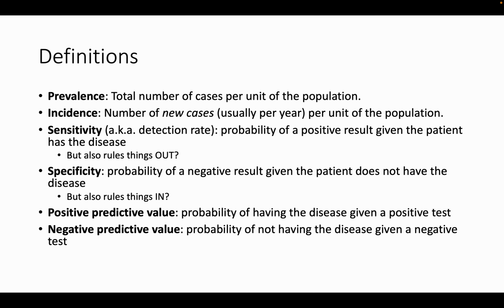And then specificity is the probability of a negative result given the patient does not have the disease, but also rules things in. So specificity is about negative results, but you trust the positives, and that's confusing to me. We're going to get into why that works that way. Positive predictive value is the probability of having the disease given a positive test. Negative predictive value is the probability of not having the disease given a negative test.